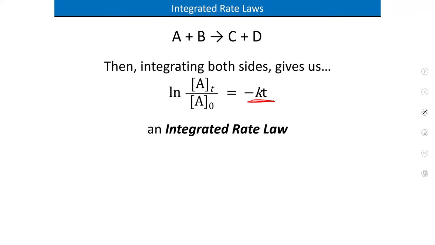And so this actually shows up all over the place. It turns out lots of reactions are first order reactions. Almost all reactions that involve something decaying or breaking down over time are going to be first order reactions. And those first order reactions always have the same form. The integrated rate law always looks the same for a first order reaction.